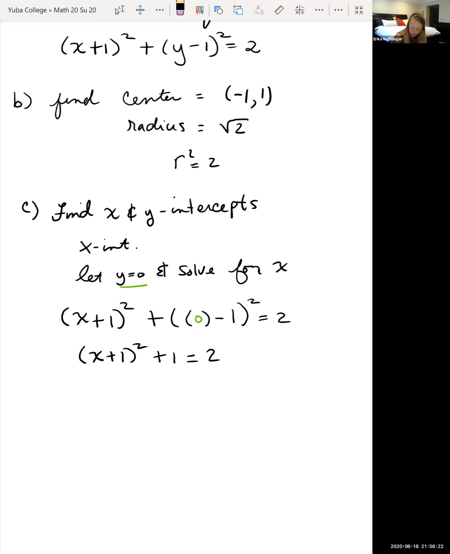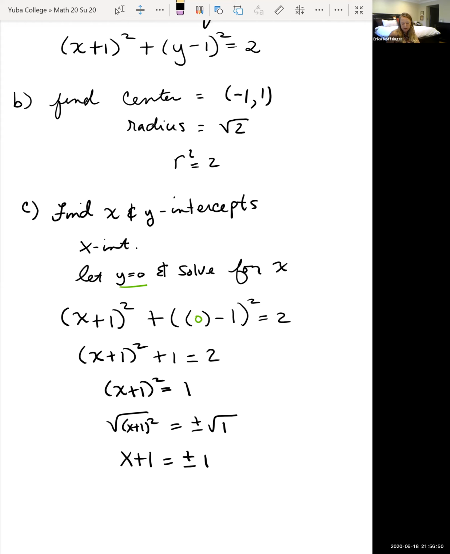Subtract 1 on both sides. We get (x + 1) quantity squared equals 2 minus 1, which is 1. Apply the square root method, so take the square root of both sides. Put the plus or minus in front of the constant, I usually do it, it's easier. And so we get x plus 1, the square root and square cancel, equal to plus or minus 1.